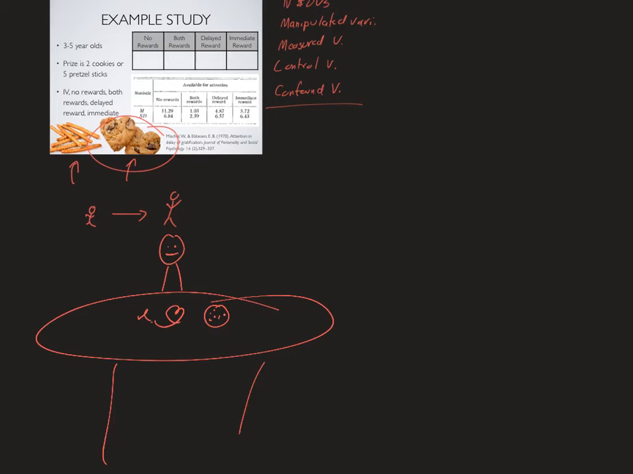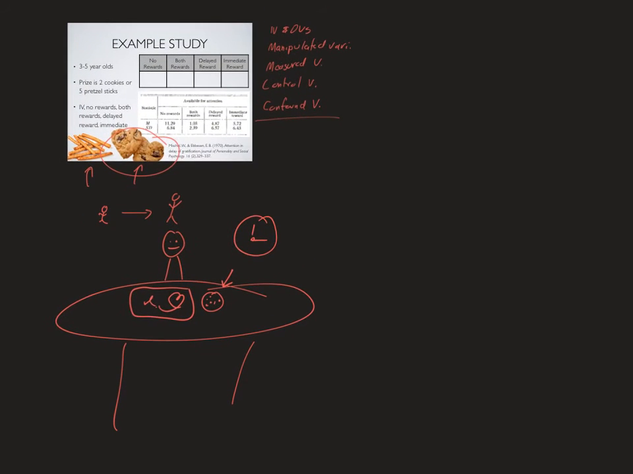In some situations, they have the cookies in front of them, but the point is they're asked to wait. And if they want their reward immediately, which would be the pretzels, they could call in the researcher, but if they wait the entire time, they get the cookie, what they want. That's just a general design for the study, overall. Okay, so now let's get into the IVs and DVs.